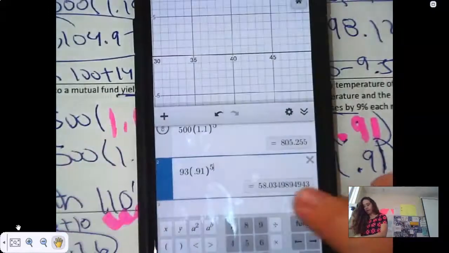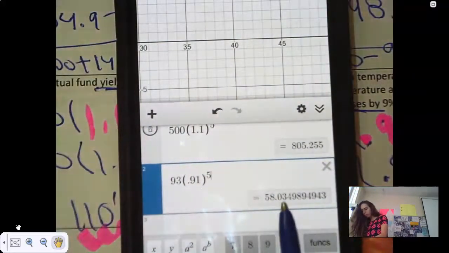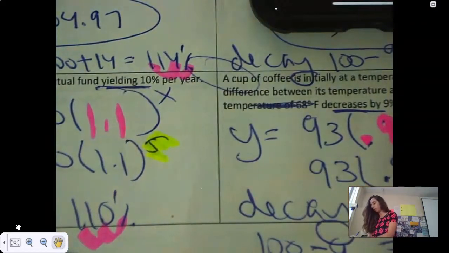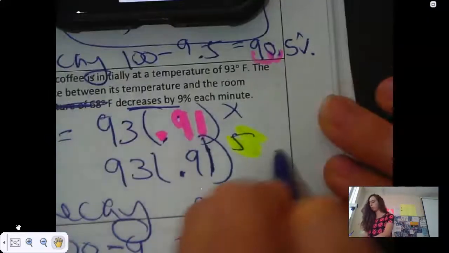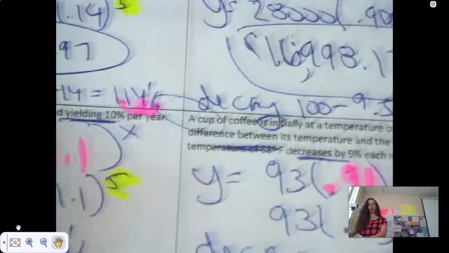If you look, I did the 93.91 to the fifth, and I get 58.034, so I don't round up. 58.03. Is it talking about money? No, it's talking about degrees. So if we're talking about degrees, we'd probably just write it as 58 degrees. Nobody goes 58.03 degrees. Or maybe some people do. I don't know. I don't know everybody.